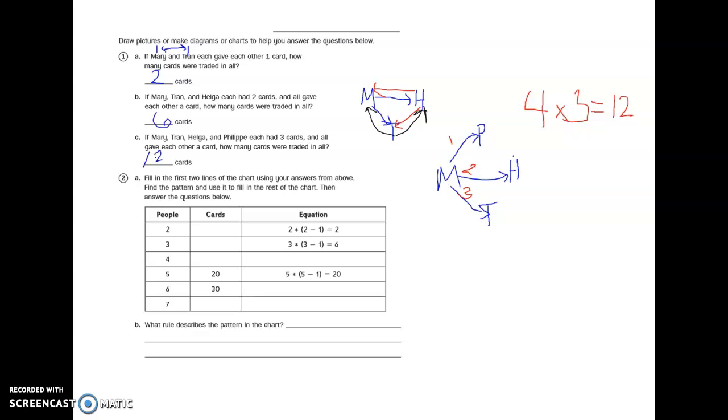Alright, so now we're going to go ahead and fill in this chart below. Fill in the first 2 lines of the chart using your answers from above. Find the pattern and use it to fill in the rest of the chart. Then answer the questions below. So we know if there's 2 people and the equation is 2 times 2 minus 1 equals 2, we have 2 cards because, like we had here with the multiplication example, we had 4 people, so this first number is going to be the amount of people. So I'll put just P for people.